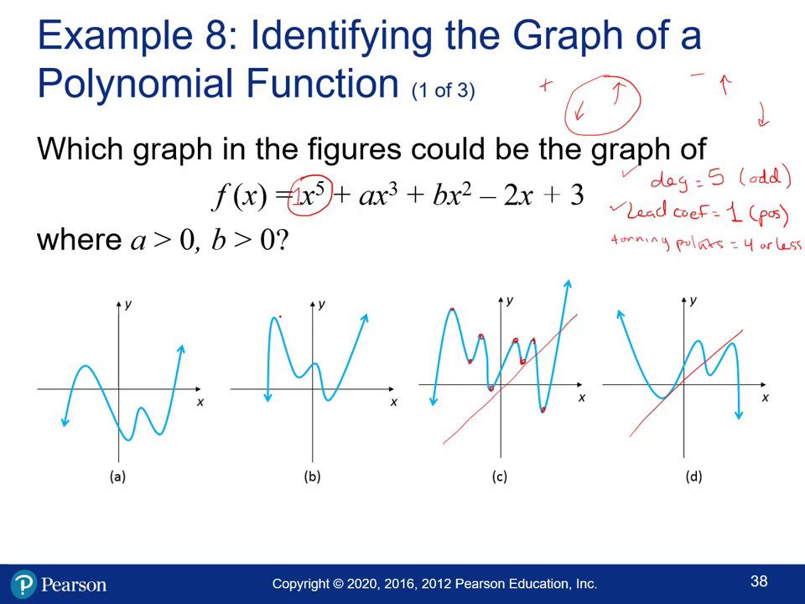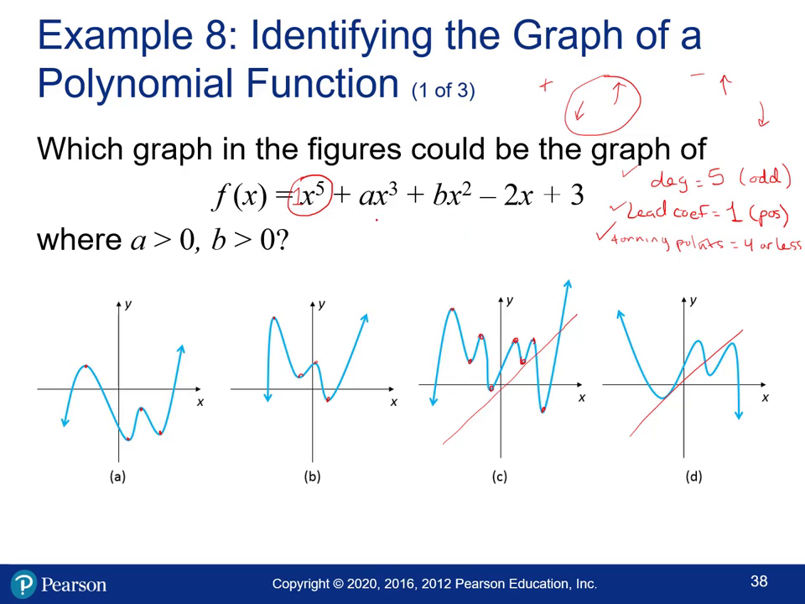So let's count on graph B. 1, 2, 3, 4. That one's okay. Graph A, 1, 2, 3, 4 as well. So it could be A or B, and now we have to figure out what else we can use to figure out the graph of this function.